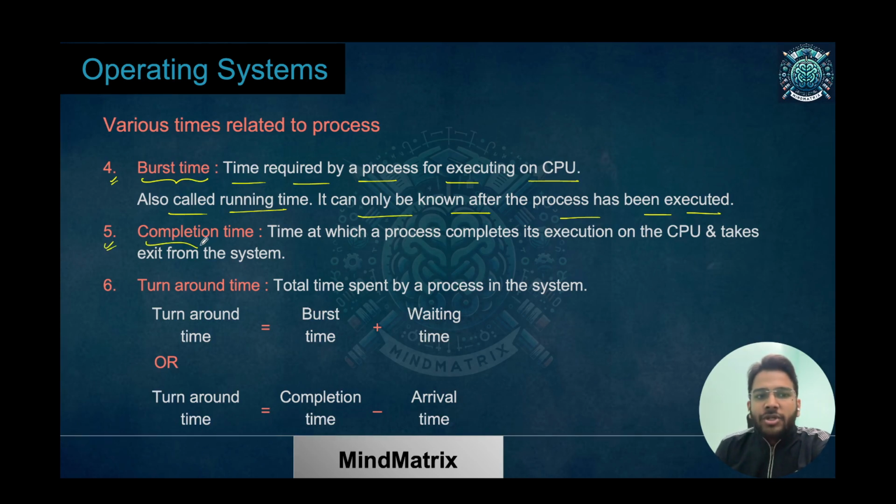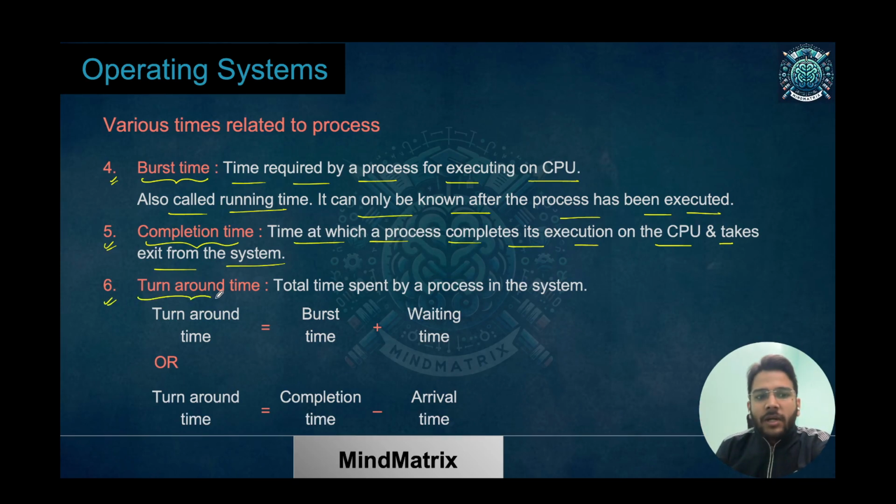Now, what is completion time? Time at which a process completes its execution on the CPU and exits the system. So when your process completes its execution entirely and is going to terminate, that means going to exit from the system, that is the completion time.